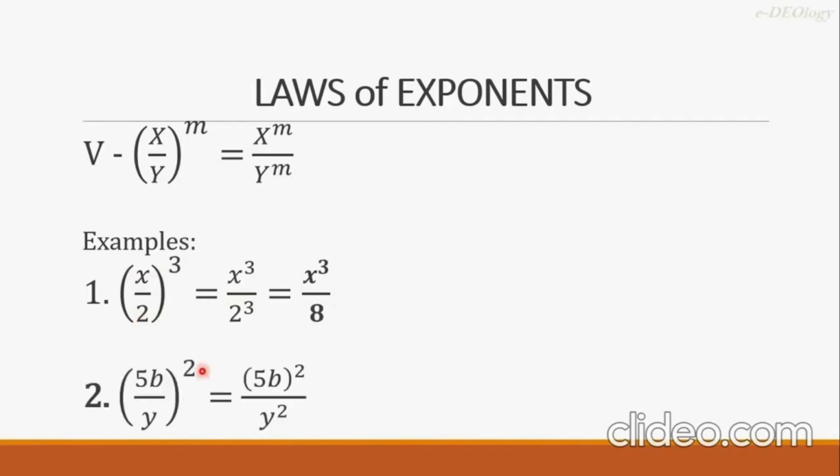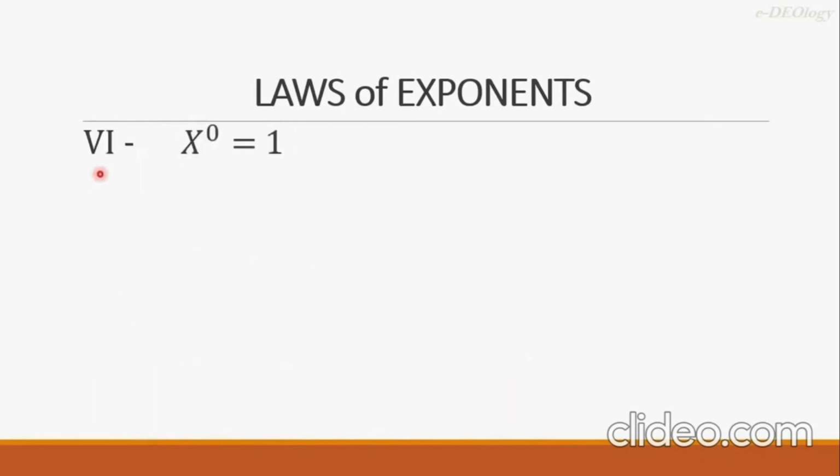So the power 2 is distributed to the 5b, also to the y, which becomes y squared. The 5b we can still simplify. Distributing the power 2 to the 5 and also to b becomes like this, and we reach the final answer. We simplify 5 squared to be 25, and the b squared is here, all over y squared. So this is our final answer.